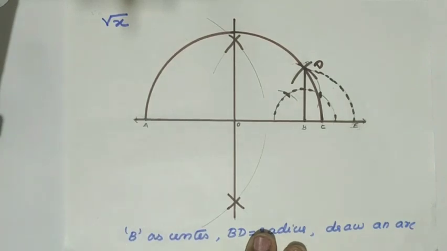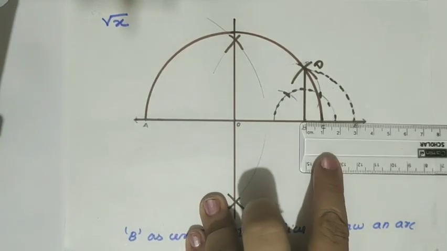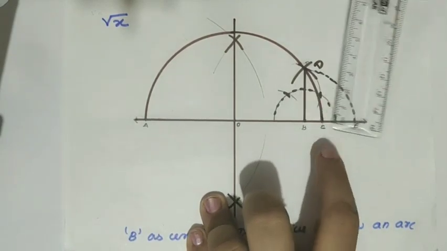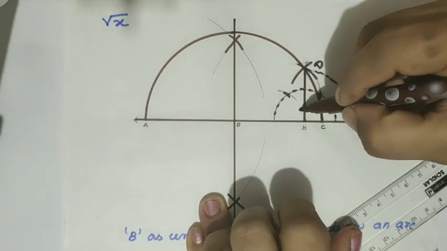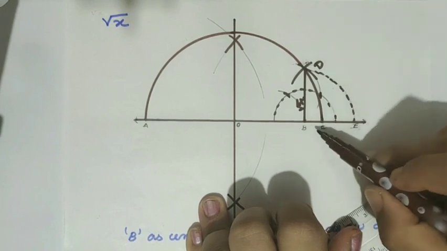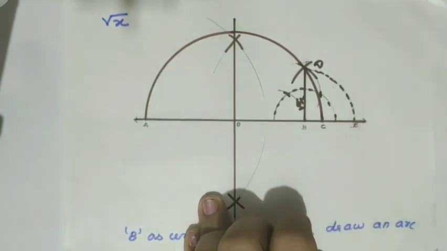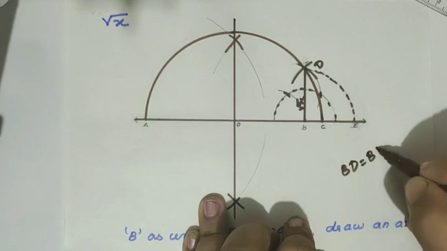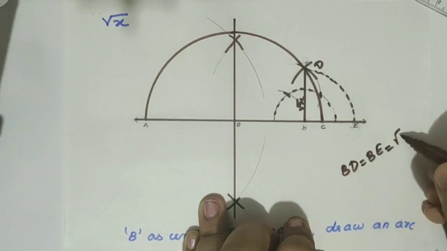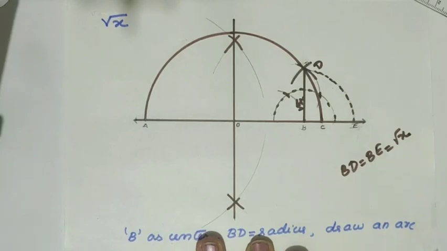If you take the scale, your length BD as well as BE, that is equal. That is your root x. So BD length is root x, as well as BE is also equal to root x. BD equal to BE equal to root x. This is the last step.